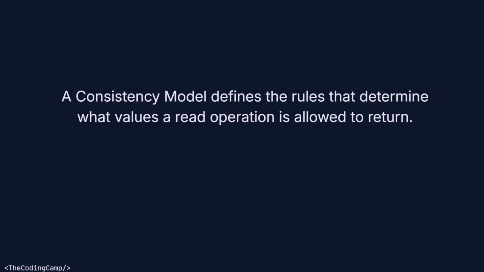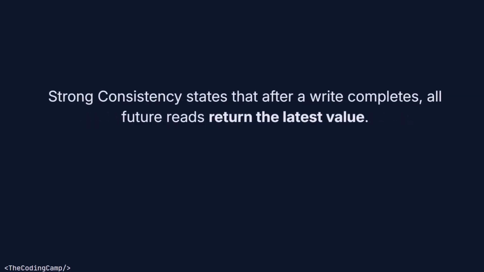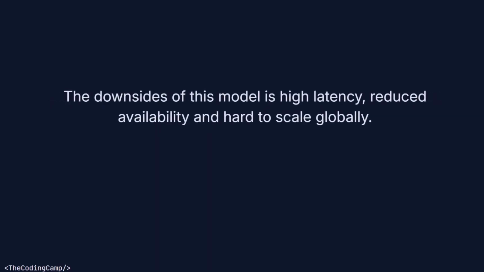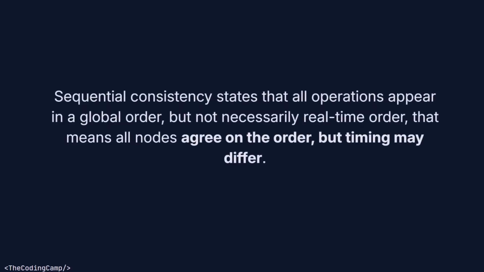Let's start with the strong consistency model, which states that after a write completes, all future reads return the latest value. The downsides of this model are high latency, reduced availability, and being hard to scale globally. Some use cases are banking systems and inventory systems. Then sequential consistency, in which all operations appear in a global order, but not necessarily real-time order. That means all nodes agree on the order, but timing may differ.